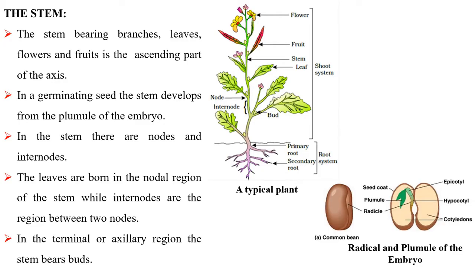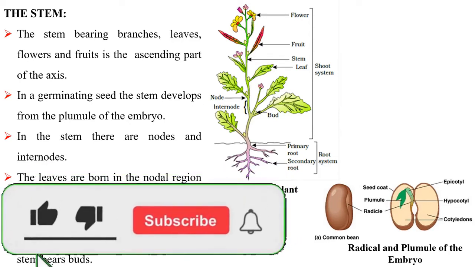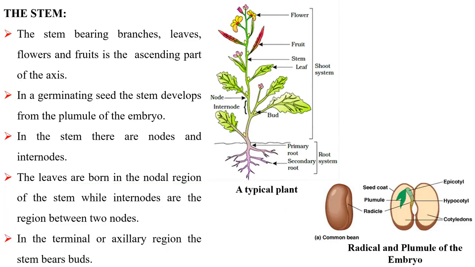The stem. The stem bearing branches, leaves, flowers, and fruits is the ascending part of the axis. In a germinating seed, the stem develops from the plumule of the embryo. In the stem, there are nodes and internodes. The leaves are borne in the nodal region of the stem, while internodes are the region between two nodes. In the terminal or axillary region, the stem bears buds.